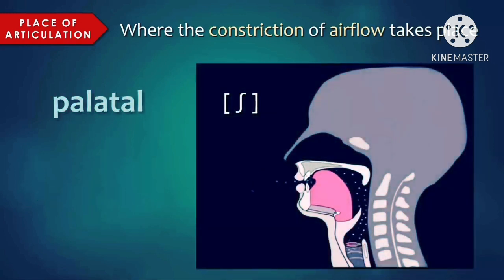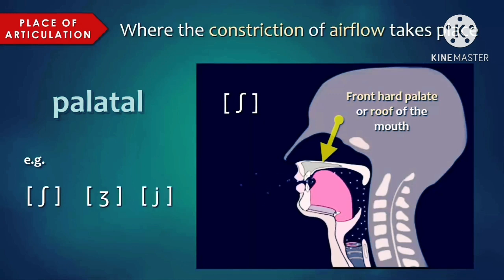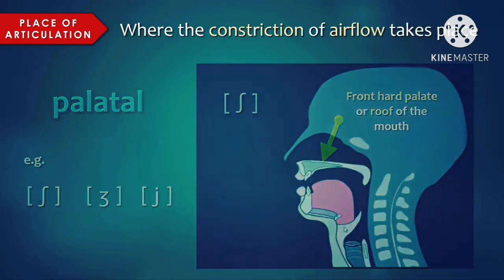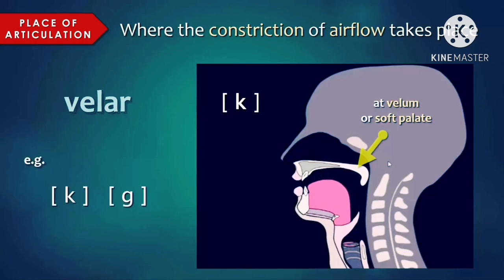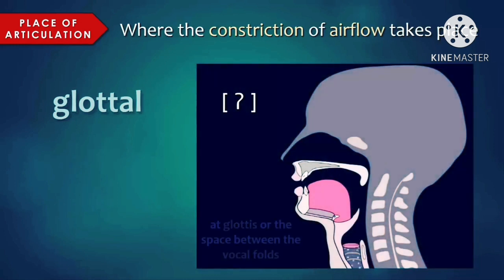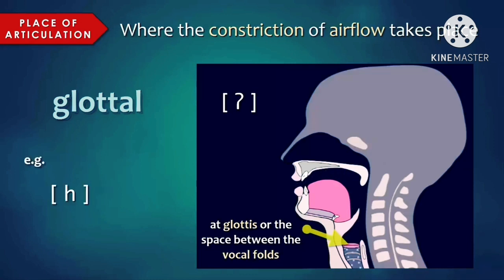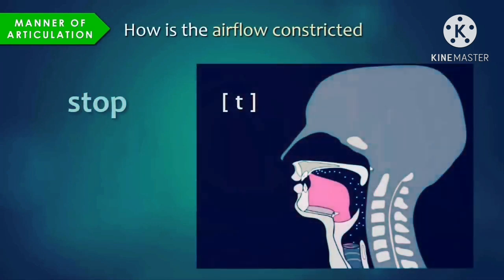To produce palatal sounds, we use the hard palate or the roof of the mouth, like sh, zh, y. Velar sounds are produced at the velum or soft palate, such as k, g. Glottal sounds are produced at the glottis or the space between the vocal folds, such as h. Next criteria is manner of articulation, which refers to how the airflow is constricted in the vocal tract.